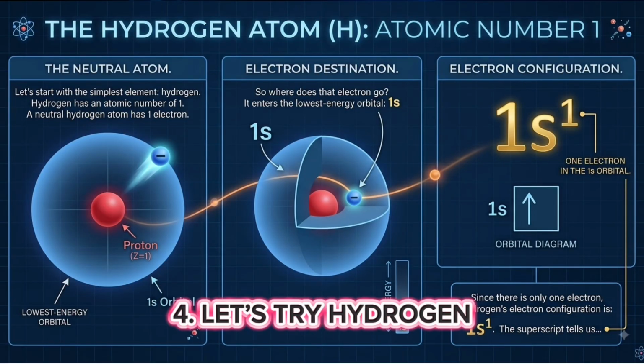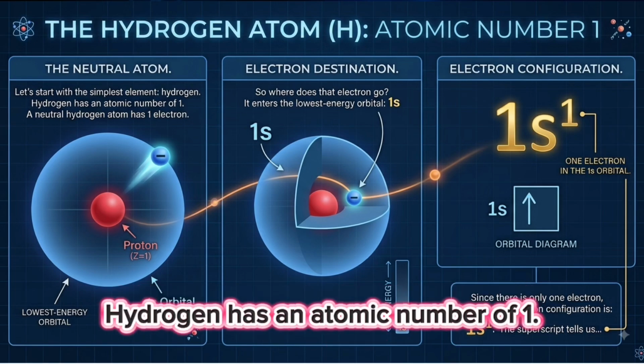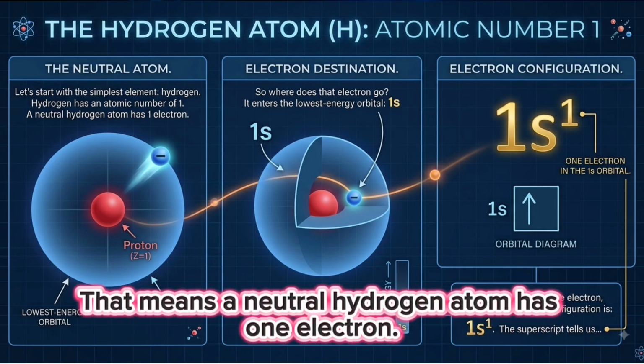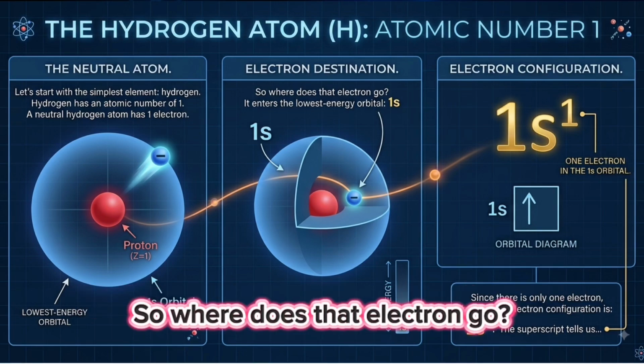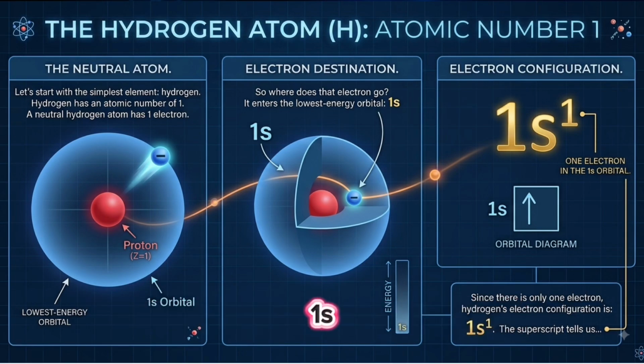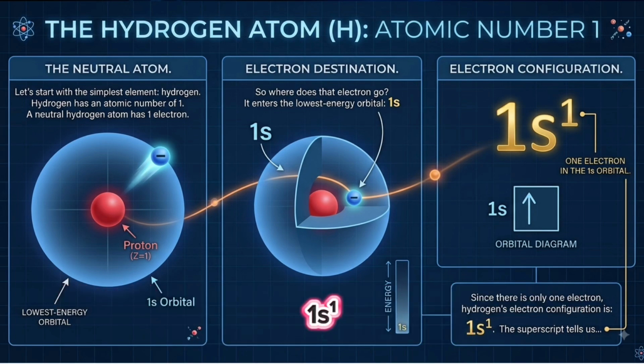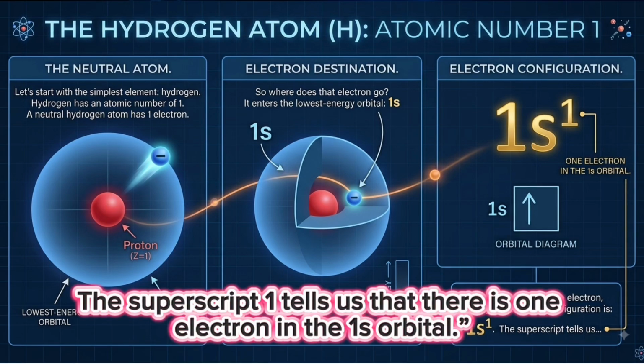4. Let's try hydrogen. Let's start with the simplest element, hydrogen. Hydrogen has an atomic number of 1. That means a neutral hydrogen atom has 1 electron. So where does that electron go? It enters the lowest energy orbital, 1s. Since there is only 1 electron, hydrogen's electron configuration is 1s1. The superscript 1 tells us that there is 1 electron in the 1s orbital.